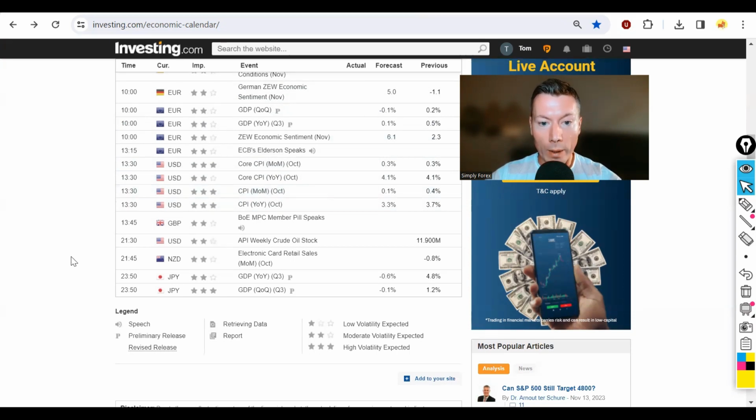And then if you're still awake, guys, if you're still in the nightclub trading, maybe, then at 11:50 we have GDP coming out of Japan. So again, important figures for any yen pairs.